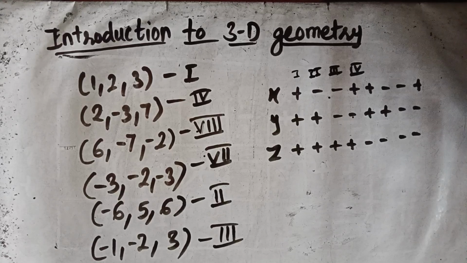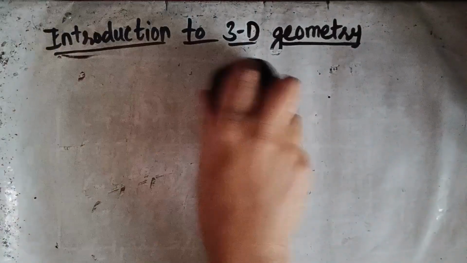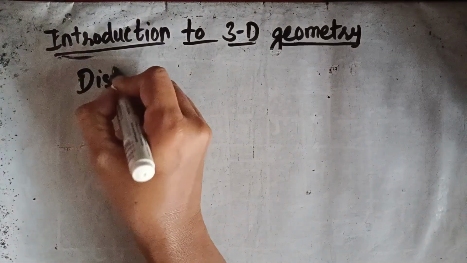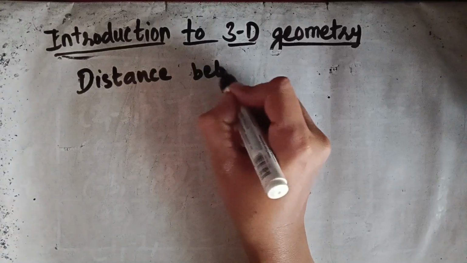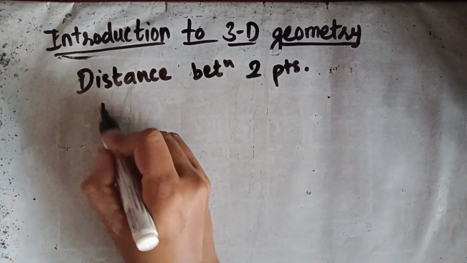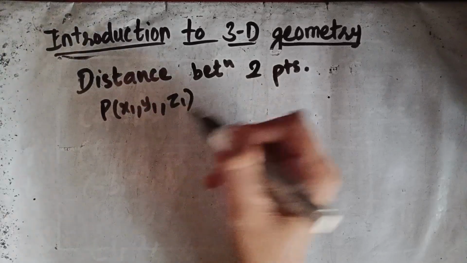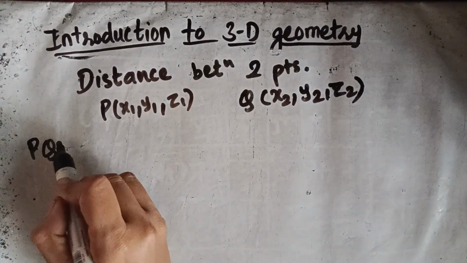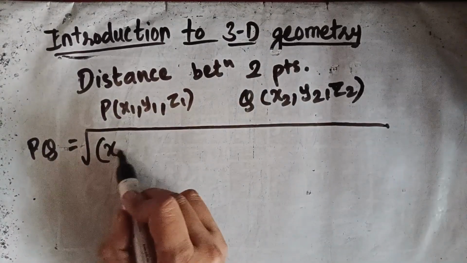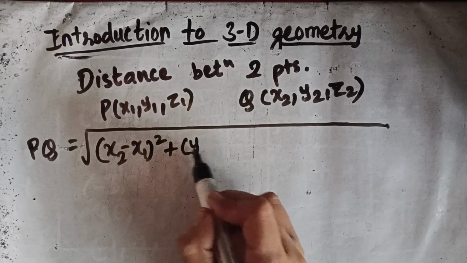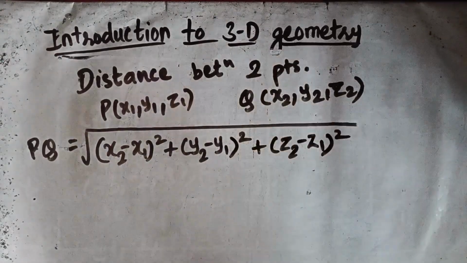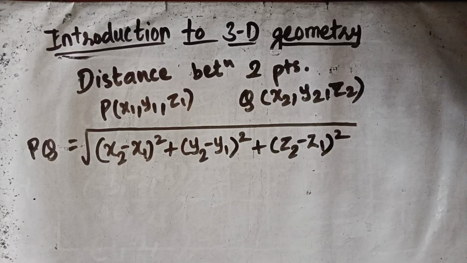Next is the distance between 2 points in 3 dimensions. Suppose we have 2 points P(x1, y1, z1) and Q(x2, y2, z2). So the distance is the square root of (x2 minus x1) the whole square plus (y2 minus y1) the whole square plus (z2 minus z1) the whole square. So this is the distance between the 2 points in 3 dimensions.